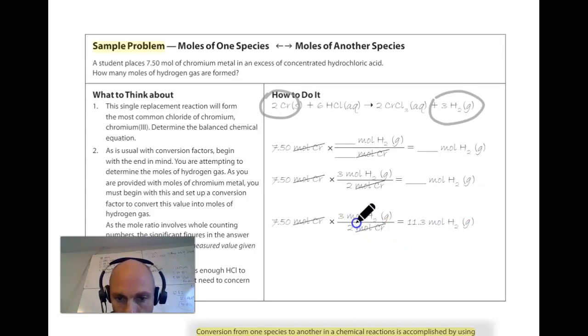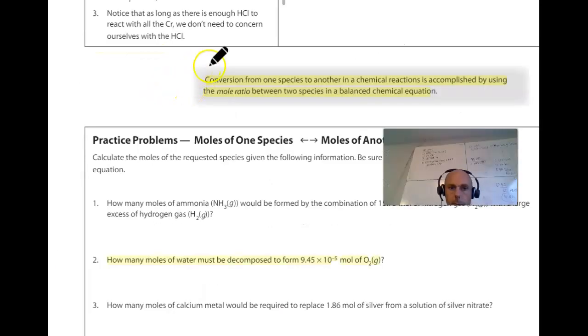So we're seeing the coefficients, or the mole ratio, show up in this problem for the first time, where we are going from moles of one substance in a reaction to moles of something else. That is at the heart of stoichiometry: using the coefficients, or the mole ratio, to go from one substance to another in a chemical reaction. And that's what we see if we go down the page a little bit, is that conversion from one species to another in a chemical reaction is accomplished using the mole ratio, or the coefficients.